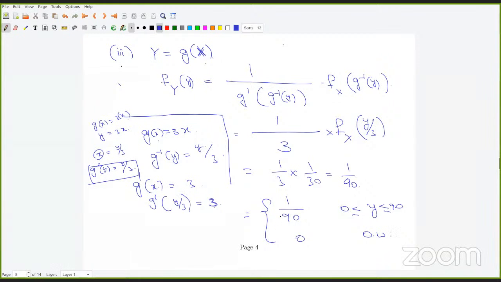So which distribution is this? If it is 1 by 90, this 90 is 90 minus 0. So it is 1 by b minus a in the interval a to b. Uniform 0 to 90.